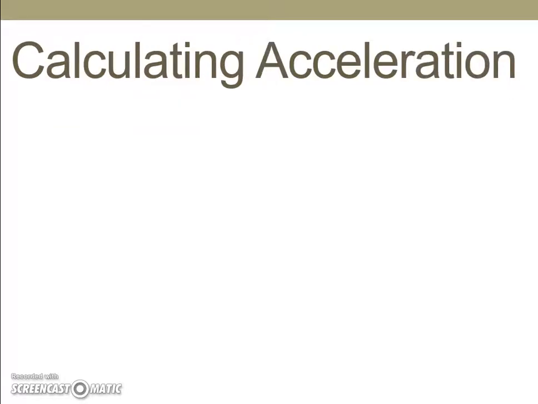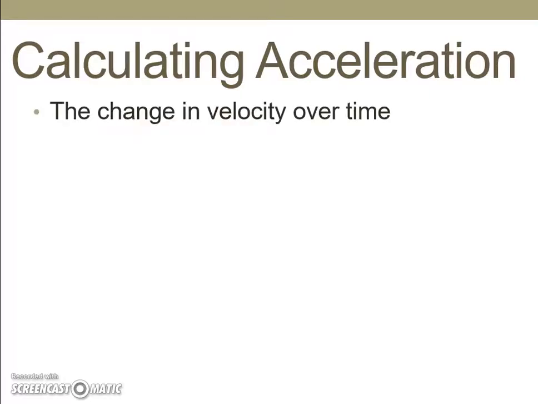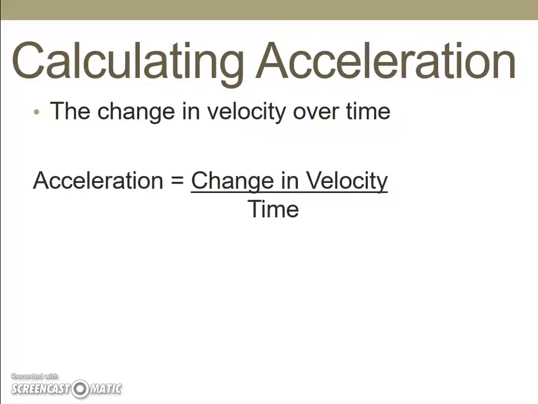Now, there is a way for us to calculate acceleration, so this will be our second formula for the semester. And we are going to write this as the change in velocity over time. So this is a ratio. So acceleration should equal the change in velocity over the time. So when I say change in velocity, that means you need to have a starting velocity and a final or ending velocity. So we're going to write it as A equals VF, final velocity, minus VI, initial velocity, divided by time.